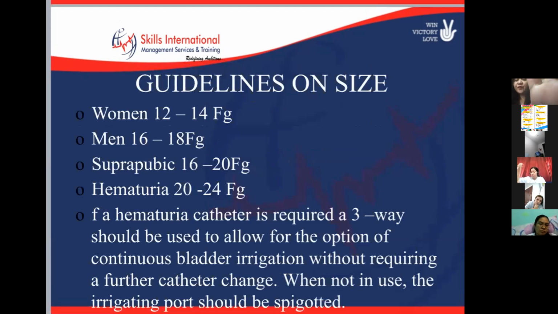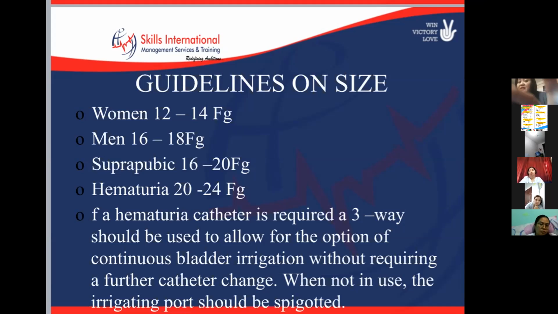For women, the guideline size is 12 to 14. And for men, 16 to 18. For suprapubic, there are different recommendations. They require 16 to 20 FG, or if the patient is having hematuria, 20 to 24 FG.